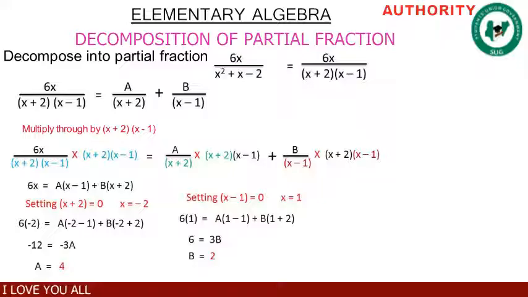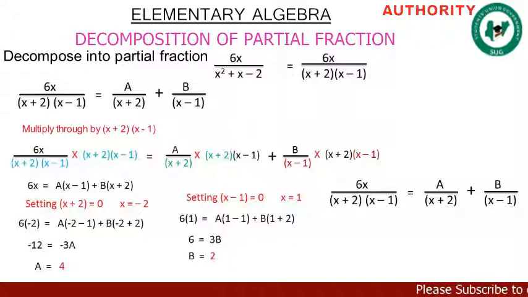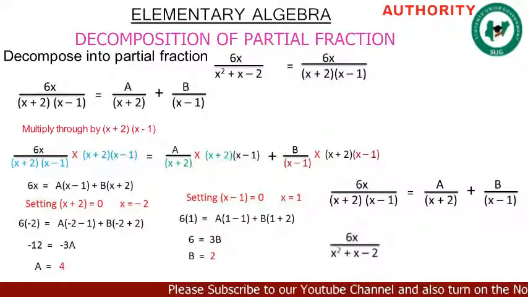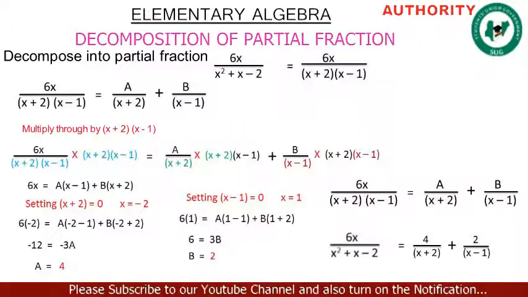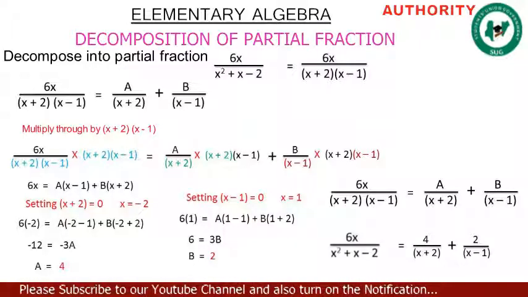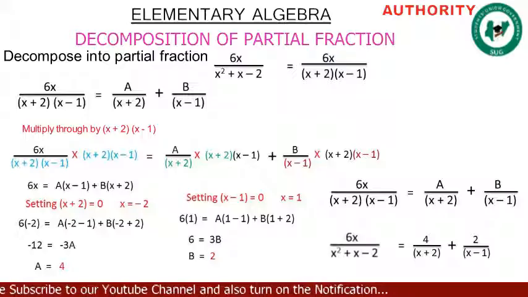So we have solved and discovered that A is equal to 4 and B is equal to 2. Now let's replace it back in our function. We have 6x all over x² + x - 2 equal to A all over x + 2 plus B all over x - 1. Now we have found the values of A and B, so let's replace them. We are going to have 6x all over x² + x - 2 is equal to 4 all over x + 2 plus 2 all over x - 1.